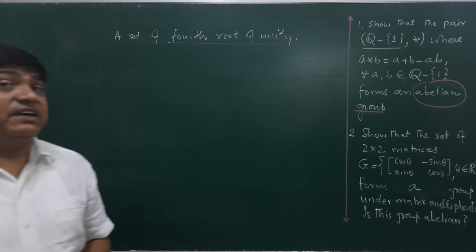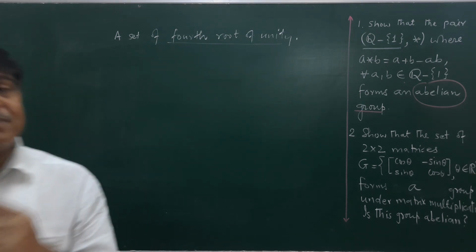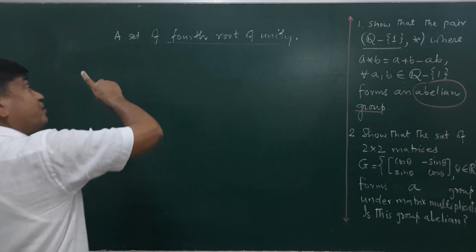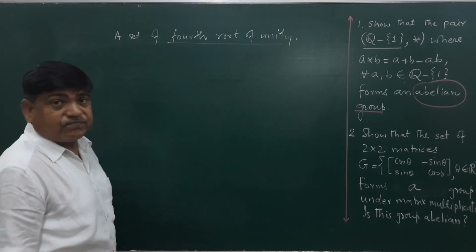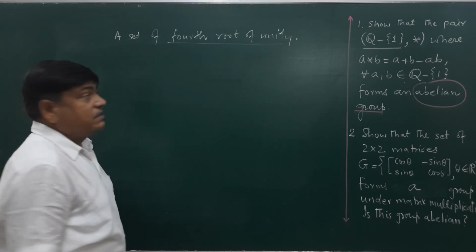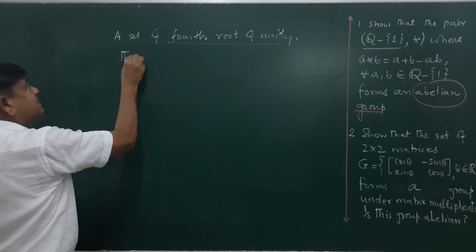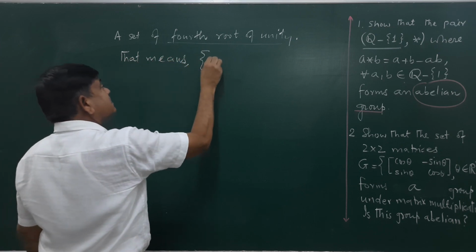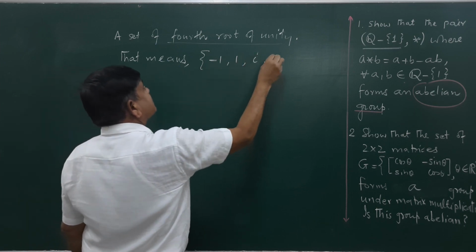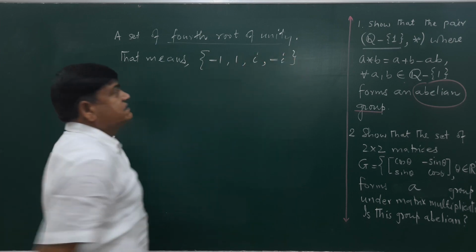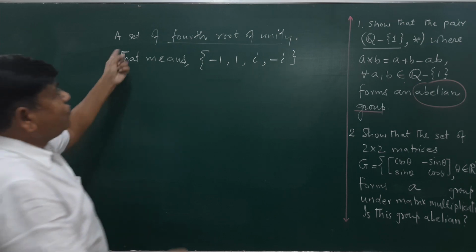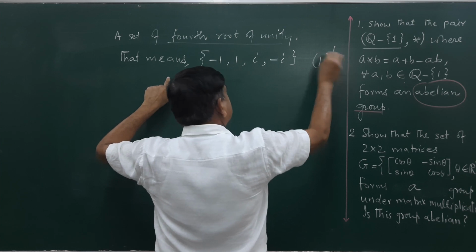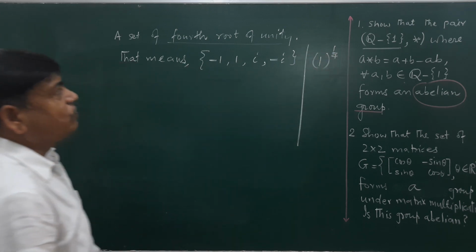जो आपको दे रखा है वो आपको समझ में आना चाहिए. A set of fourth root of unity means this. Fourth roots of unity means 1 to the power 1 by 4. It is that. Fourth root of unity.